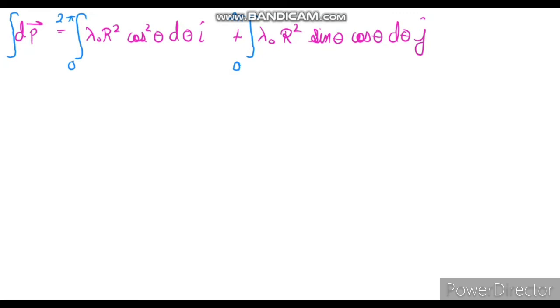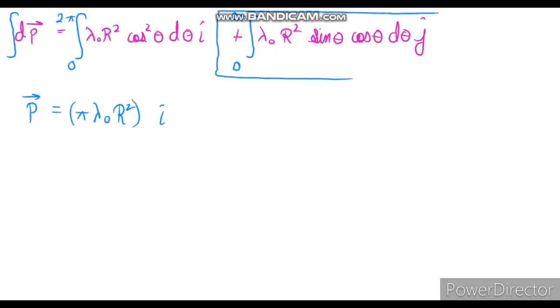Now with the standard methods of integration, this expression comes out to be equal to lambda naught r square into the integral of cos square theta d theta, from 0 to 2 pi, which will yield pi. And the other integral will evaluate to 0, so the j cap component is 0.